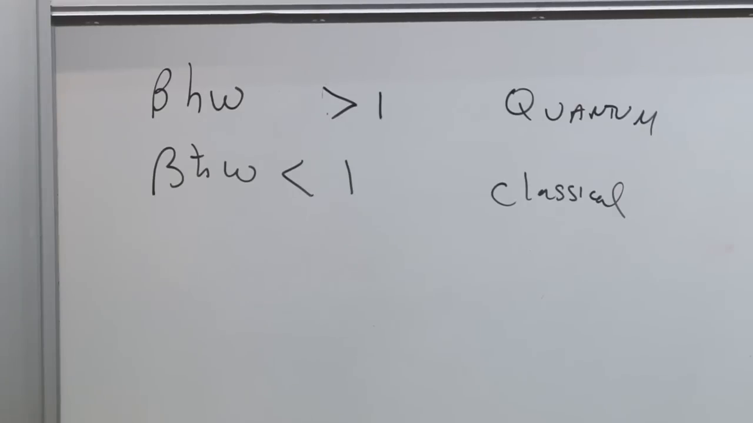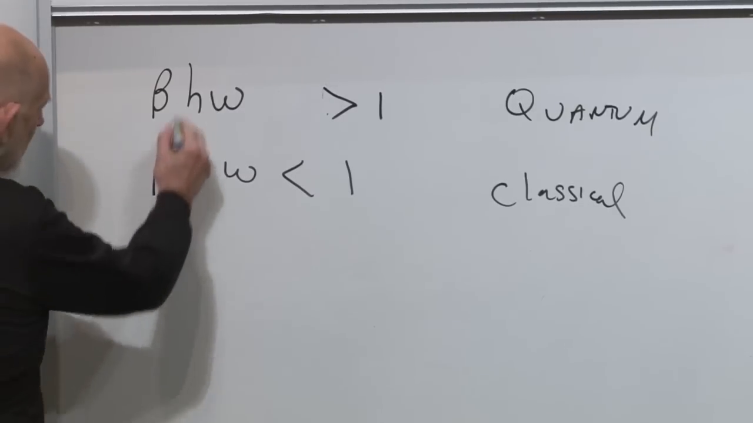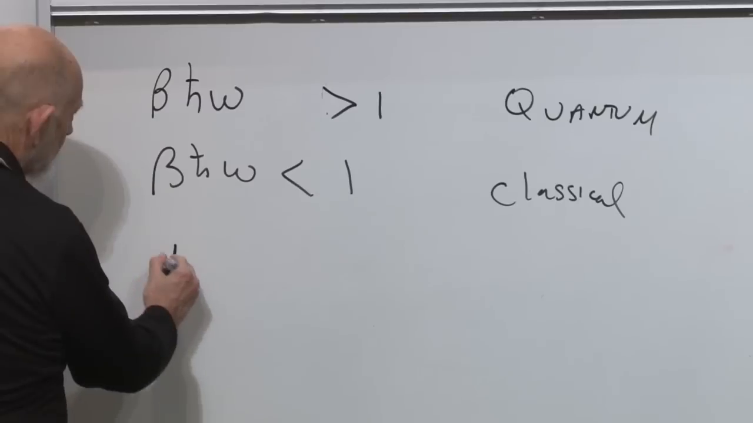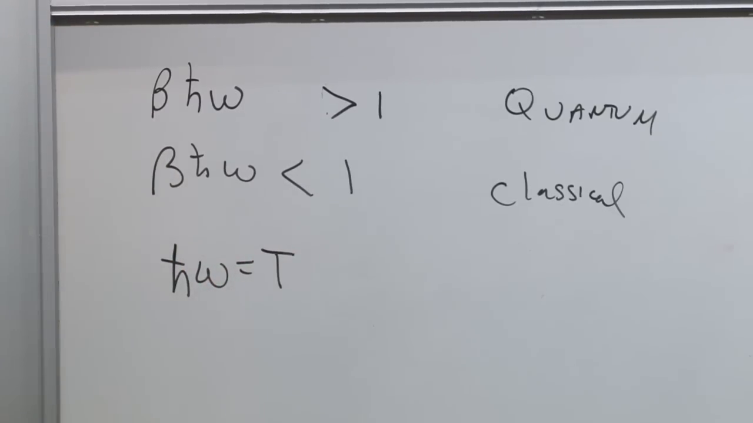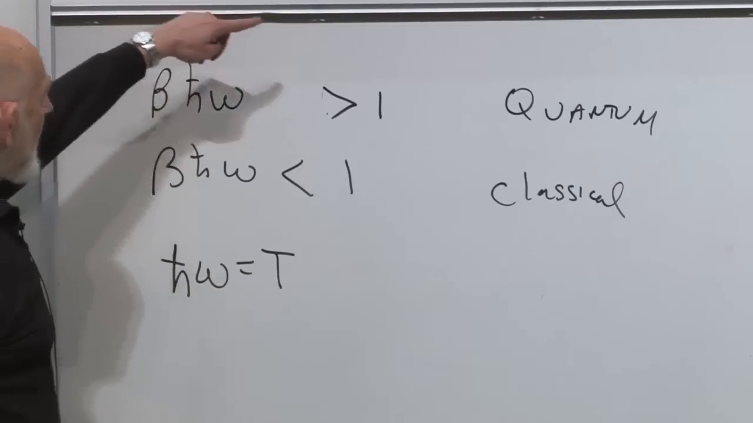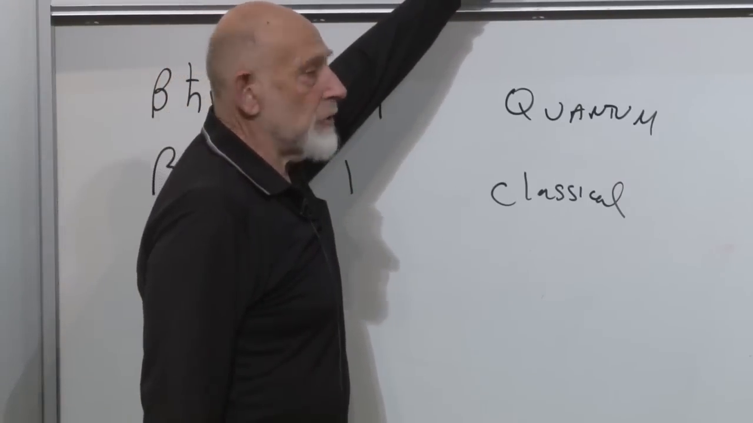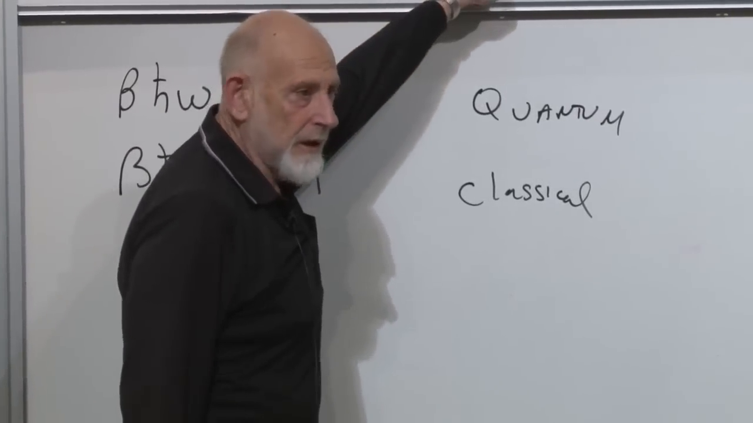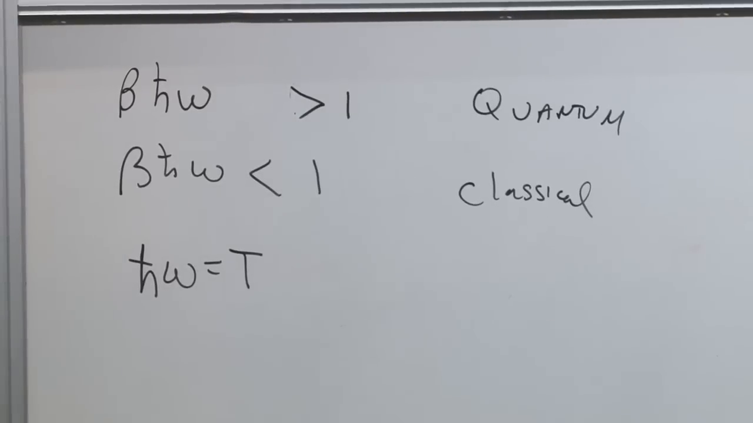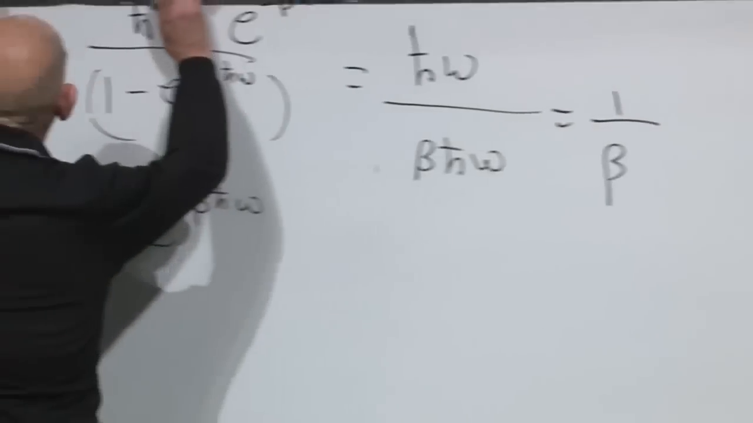Let's just write one other equation. Beta is 1 over the temperature. And so that says h bar omega is equal to the temperature. That's where it crosses over. If you look at it, it makes a lot of sense. It says the crossover is when the energy of the oscillator classically is equal to one quantum's worth of quantum mechanical energy.